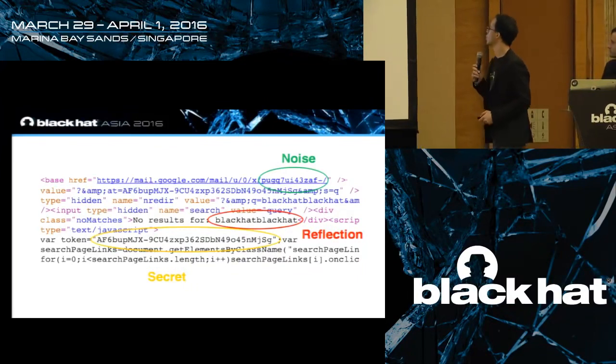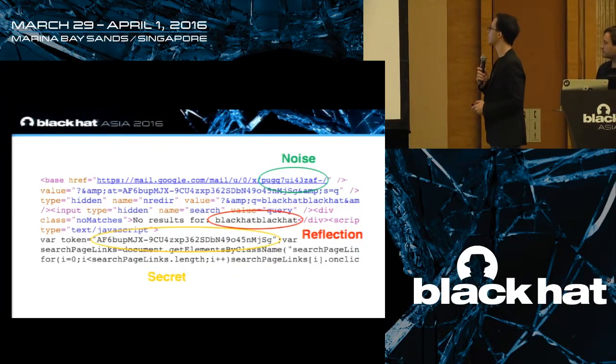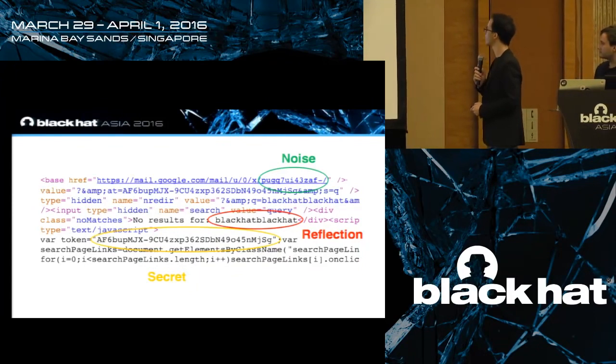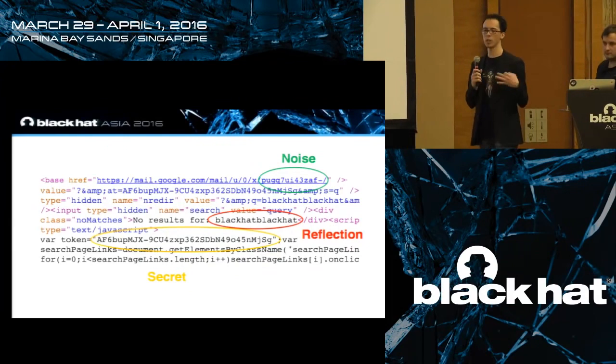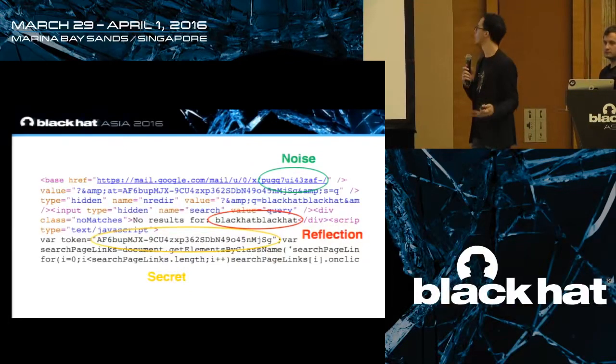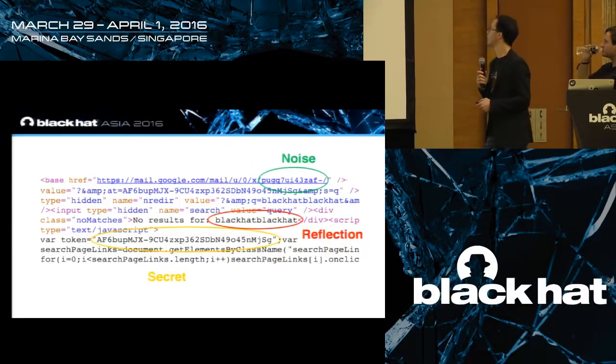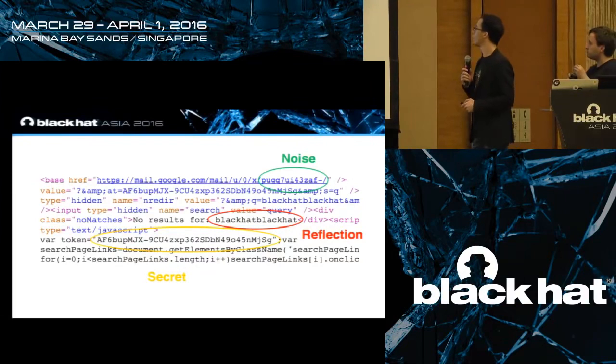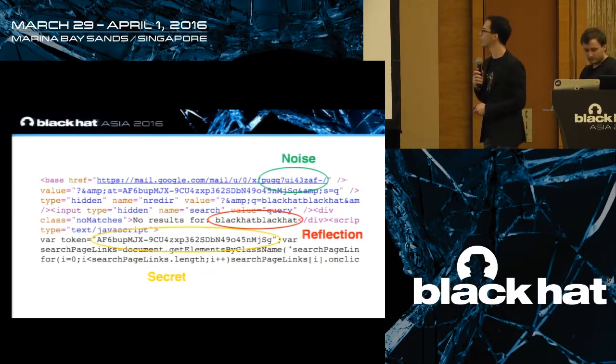In this response, we have some noise, and the noise is this token here. This token is randomly generated per request, so we cannot control it. We also have our reflection. This here is our search parameter, and also we have the token, which is the secret.